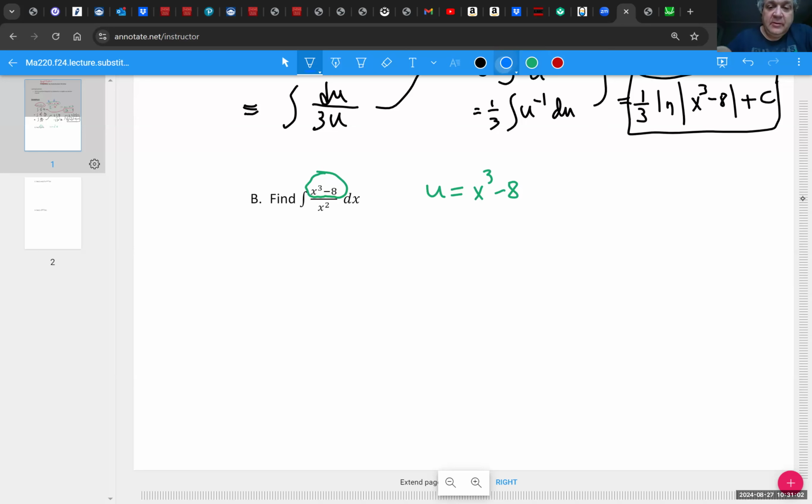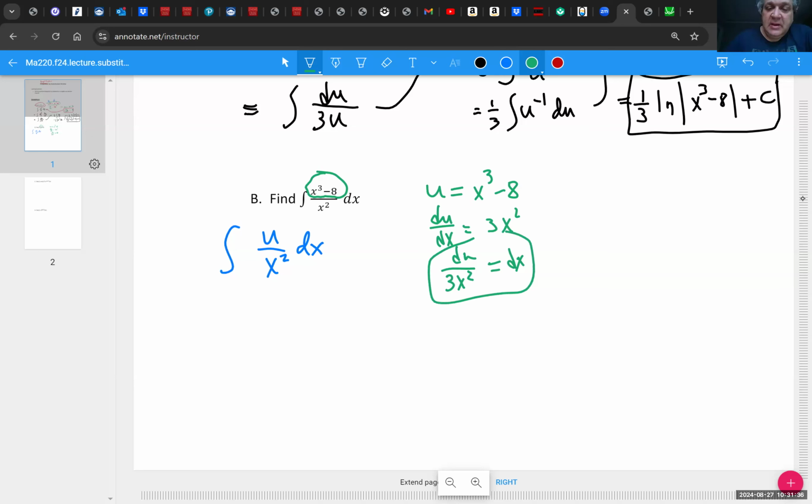That gives our integral here as u over x squared dx. We're going to have to convert everything into u, so we're going to have to get rid of all the x's. dx is the most important thing to get rid of. So I'll differentiate this: du/dx. We already know what that is from our previous problem. It's 3x squared. And we also know how to solve for dx from our previous problem. dx is equal to du over 3x squared. So I'm just going to take that version of dx and put it into my formula.